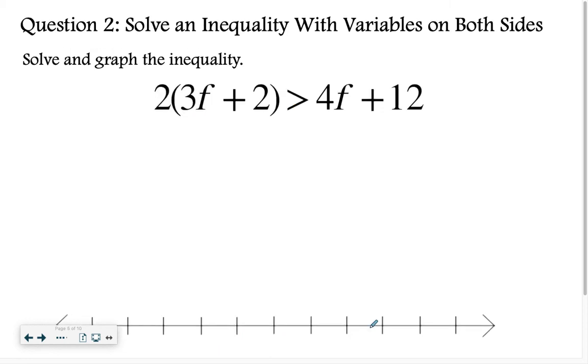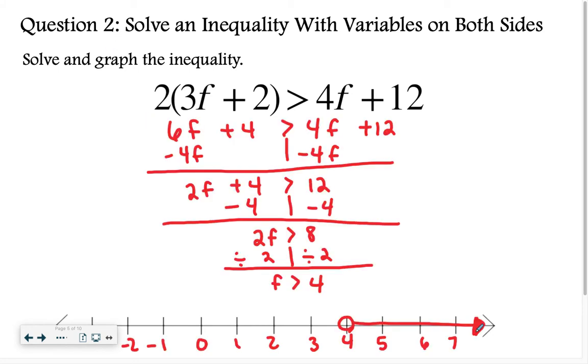All right, now it is your turn to try. Good luck. Okay, and so my final answer, I ended up with f is greater than 4, which if you graphed it, you would have an open circle at 4, and it would be pointing to the right towards the bigger numbers, okay?